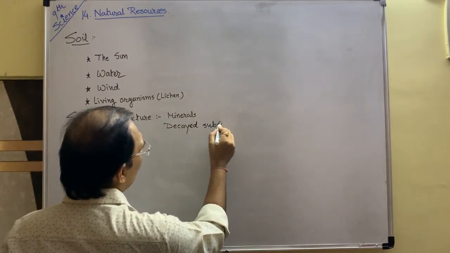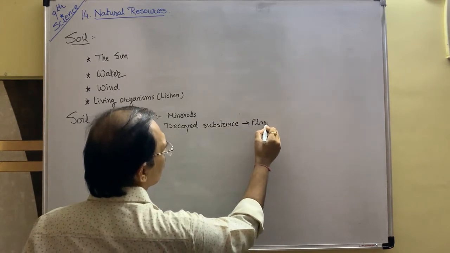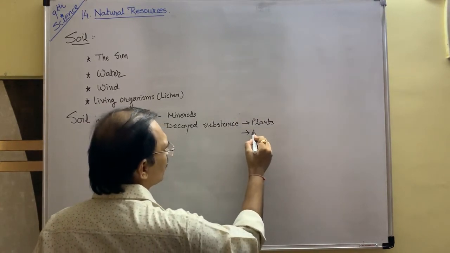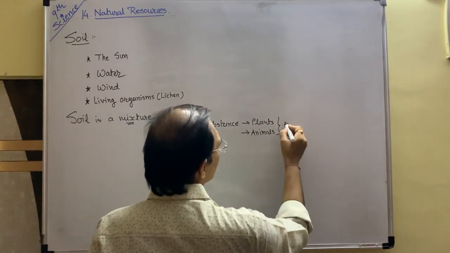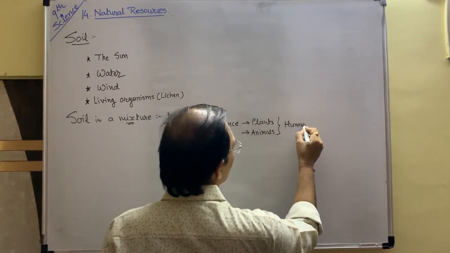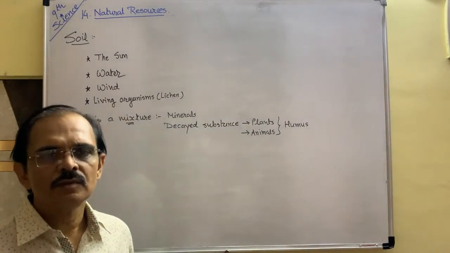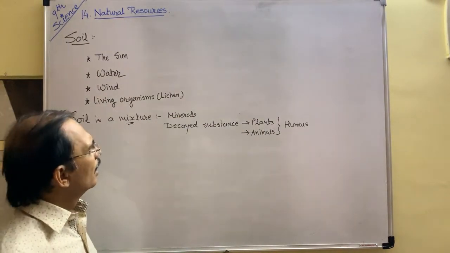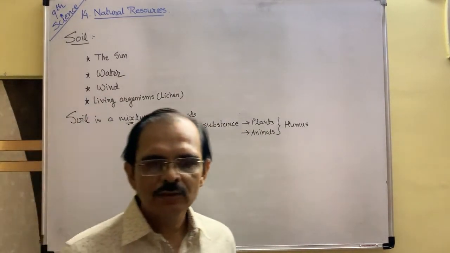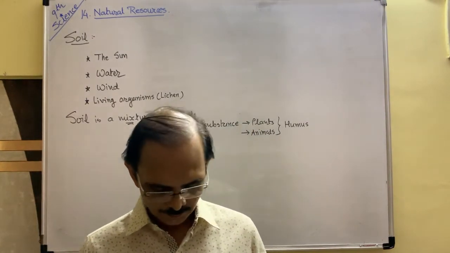Decaying substance of what? Decaying substance of plants and animals, together known as humus. And humus is an important fertilizer. Okay? Plants and animals are there, and so humus is formed, and humus is called an important fertilizer.